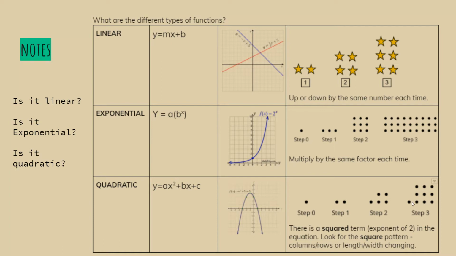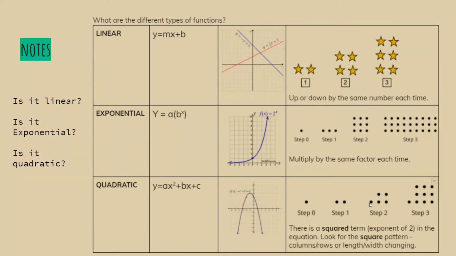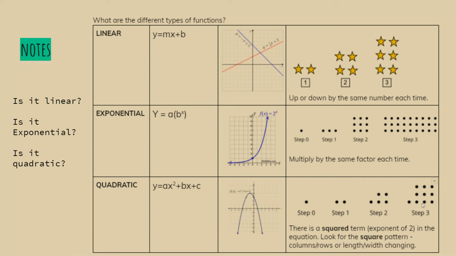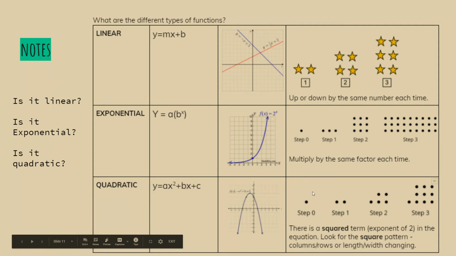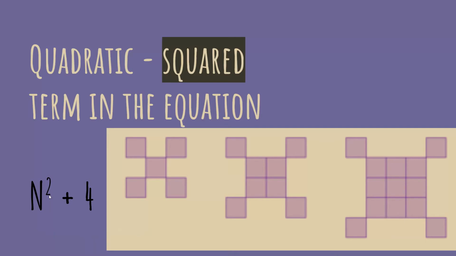In step 1, the square is 1 by 1. We have 1 times 1 is 1, and an extra dot. In step 2, 2 times 2 is 4, a square of 4, and 1 dot. In step 3, 3 times 3 is 9, and 1 dot. We know that a squared pattern, or multiplying the step by itself, is the same thing as having an exponent of 2. A quadratic pattern will have a squared term in the equation. We are squaring the step number.